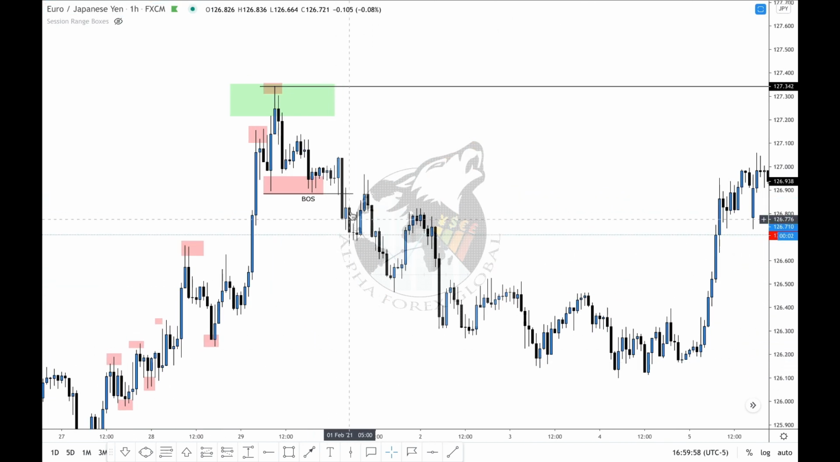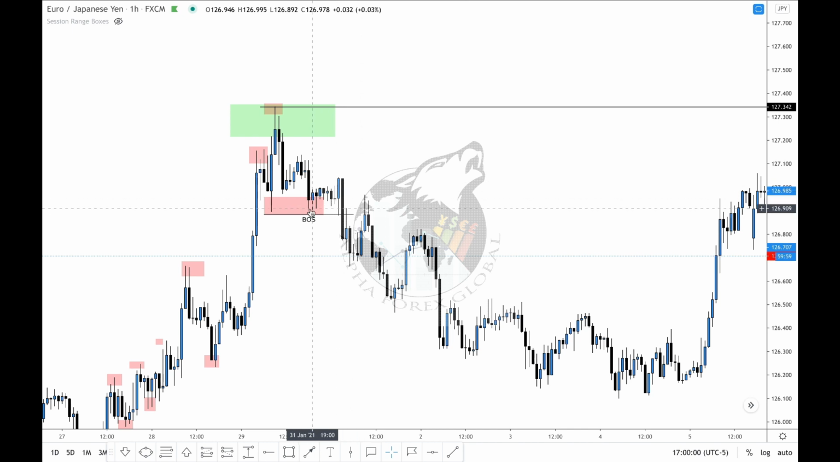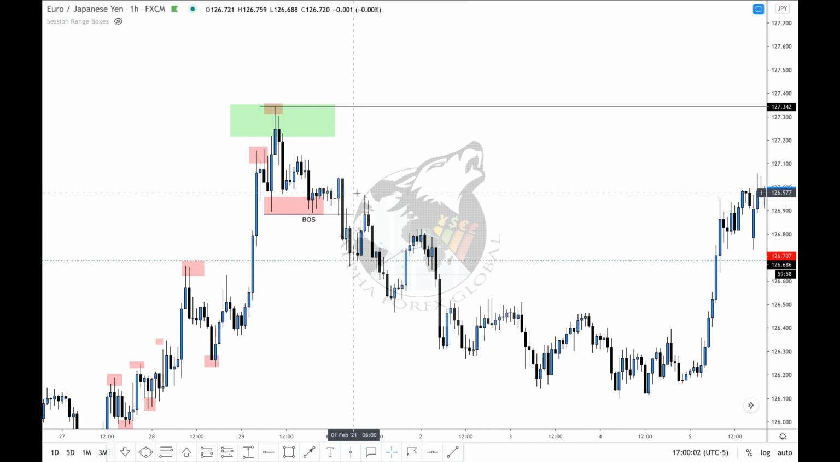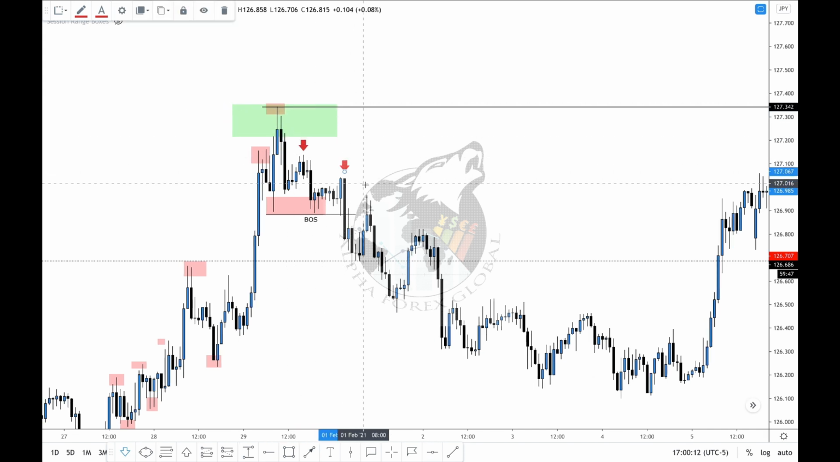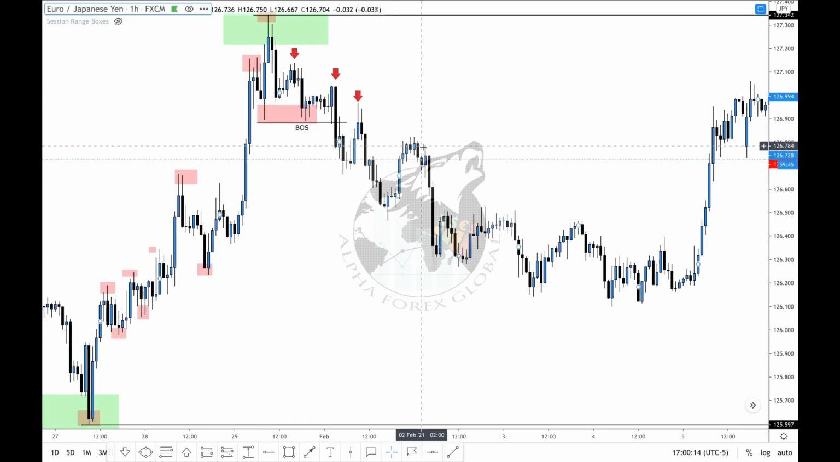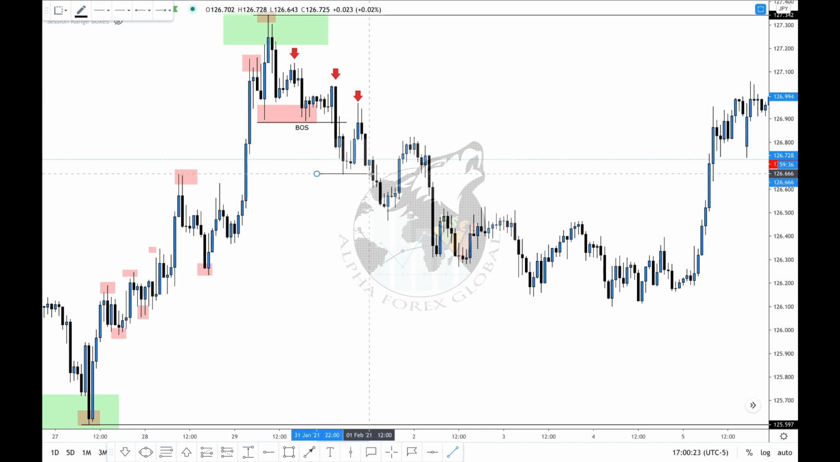So on the 1 hour time frame, we see that the market broke structure and retested this order block right here. So the market is now creating lower highs. Cool. So the market created this lower high right here, and then it broke structure. So we have this break of structure here.